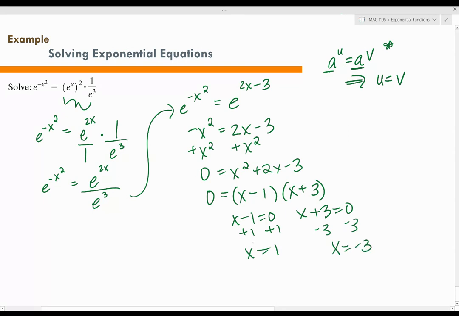So for the second one, for all of these, I have two answers. x equals 1 and x equals negative 3. You're all done.